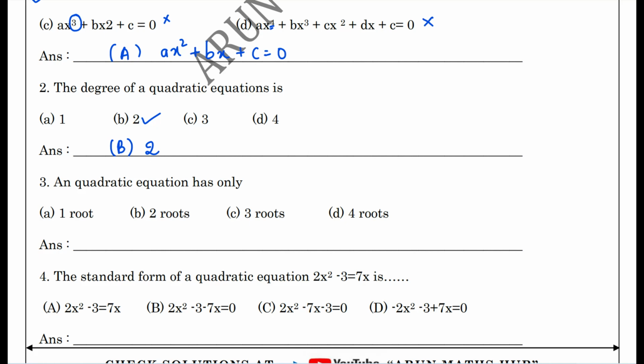A quadratic equation has only how many roots? That means how many solutions? Number of solutions is equal to the degree of the equation. That means it will be 2 roots. Therefore, the correct answer is option B, 2 roots. Linear equation has how many solutions? 1 solution. Cubic equation has how many solutions? 3 solutions. Whereas quadratic equation has 2 solutions, or we can say that 2 roots.